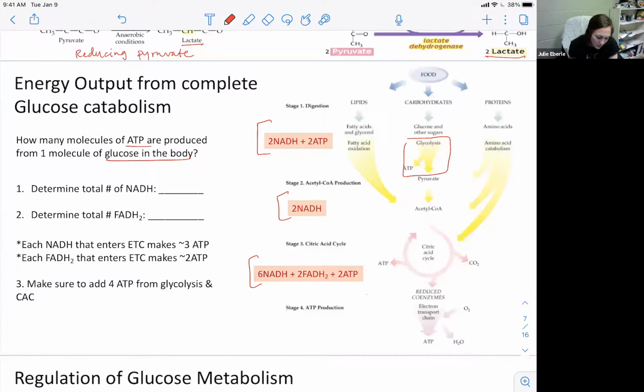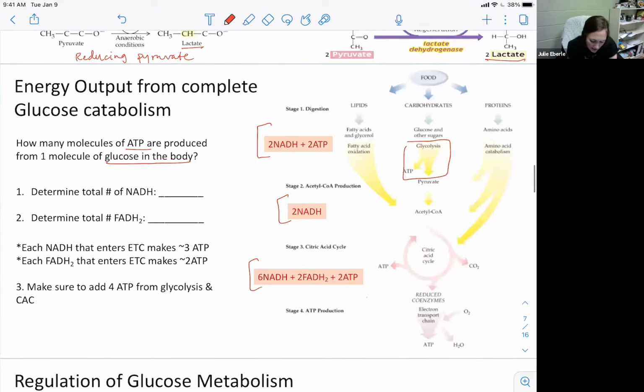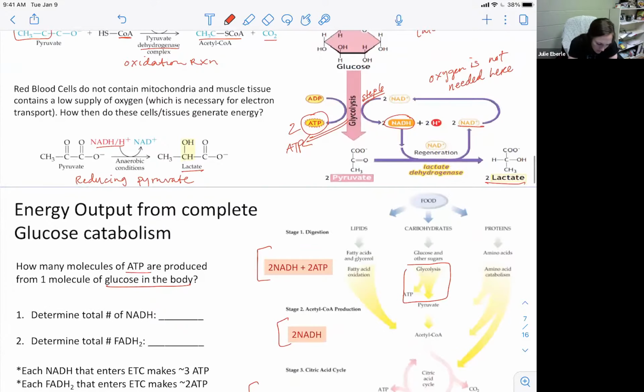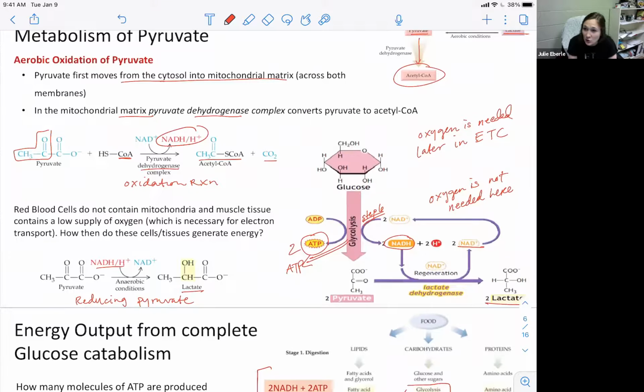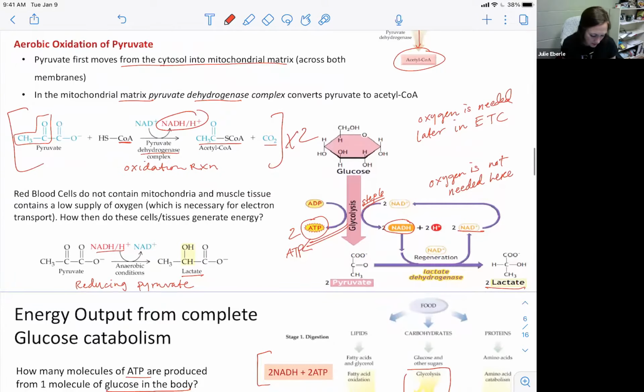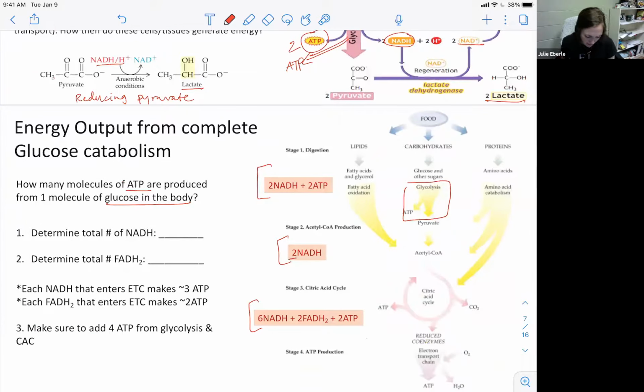So the first thing we need to do, number one, is determine the total number of NADH. Look at our three things here. We get 2 NADH from glycolysis, 2 more from the production of acetyl-CoA. Why do we get 2 from the production of acetyl-CoA? Right here. Remember, this happens twice. We produce 2 pyruvate at the end of glycolysis, so this happens times 2, because both of those pyruvates would be converted to acetyl-CoA under aerobic conditions. So that's why we have 2 NADH right here.